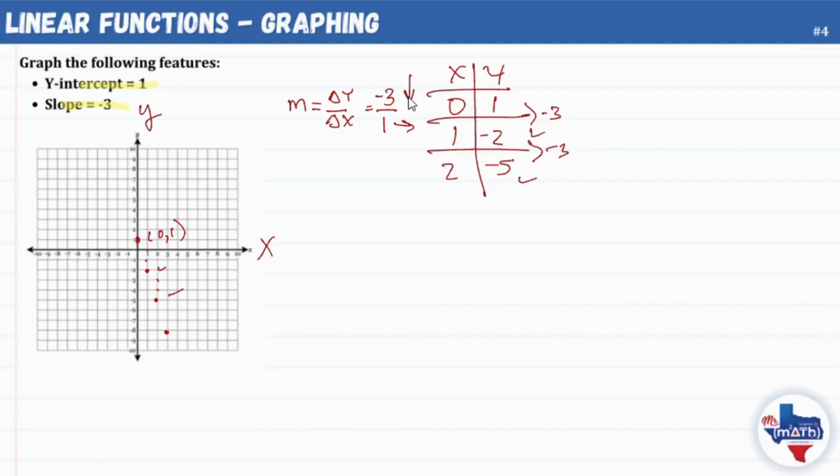passing through the points. We have answered the question. We've graphed the line with y-intercept 1 and slope of -3.